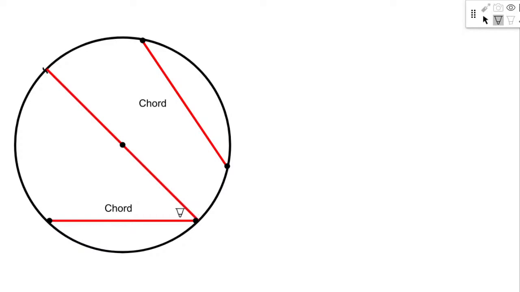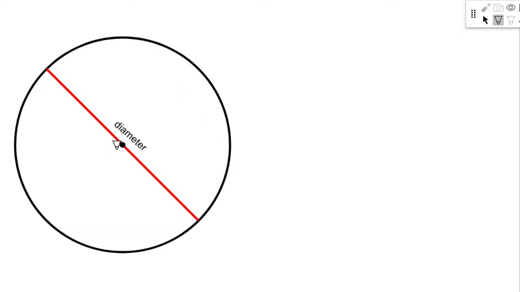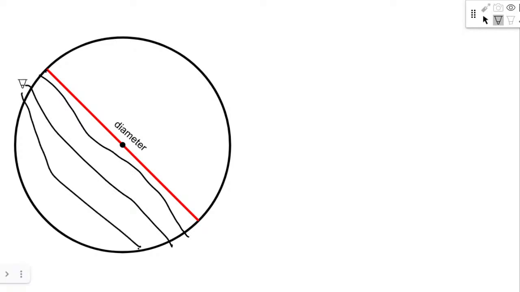It's also a chord, but it passes through the center. This chord is called the diameter. And it's the longest chord we can ever have. Look, this one is shorter. This one is shorter as well. So in any case, wherever we draw, the diameter will always be the longest chord.